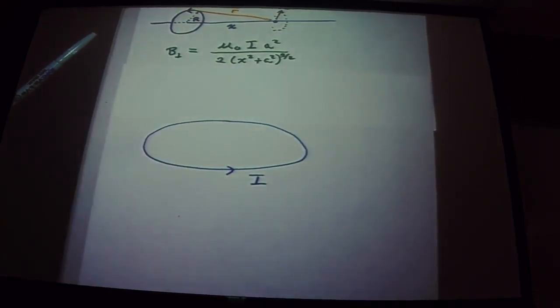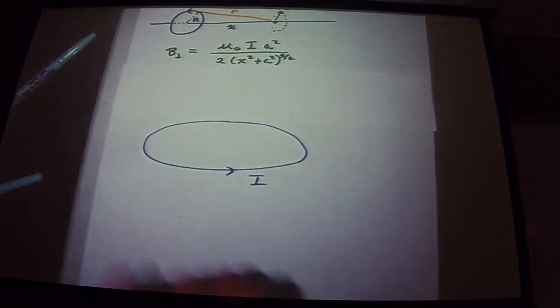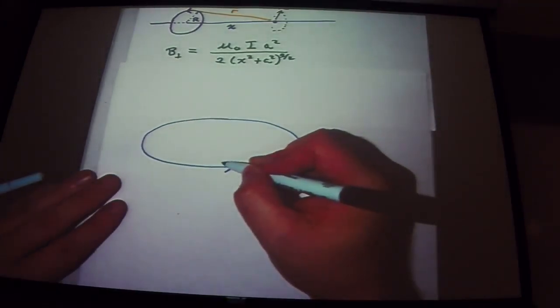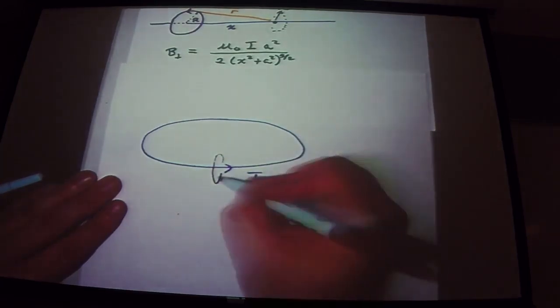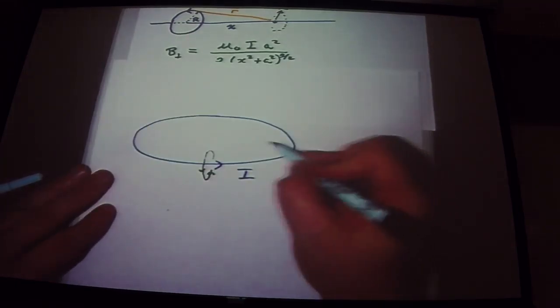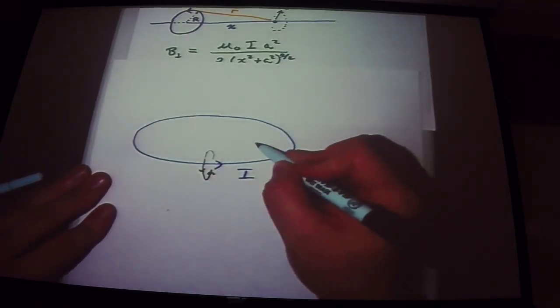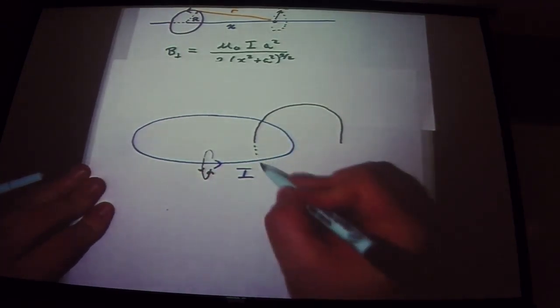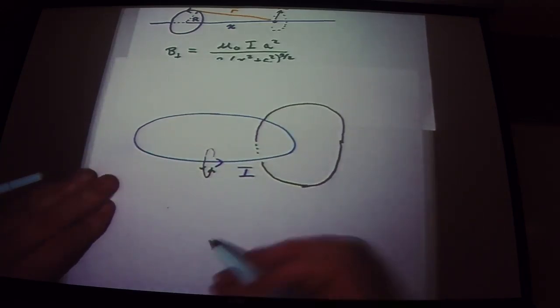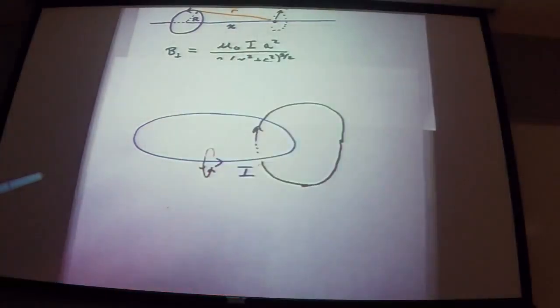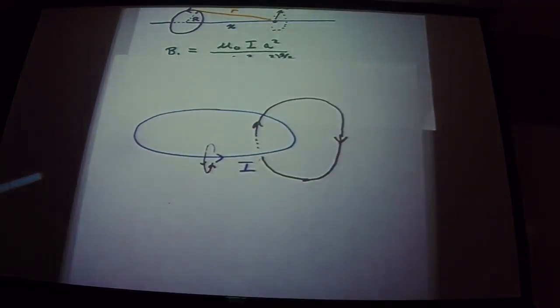If I put my thumb in the direction of that current, notice that the magnetic field is going to curl around it. So if I draw it, it's going to curl, it's going to come out here and in here. So it's going to curl around that loop. On the inside of the loop, it's going to go up here in the center, because I'm pointing my thumb here. And on the outside, it's going to loop back down like this.